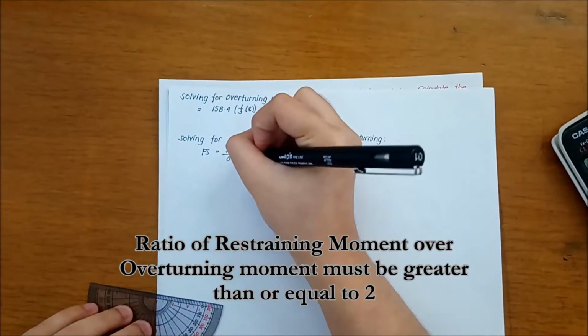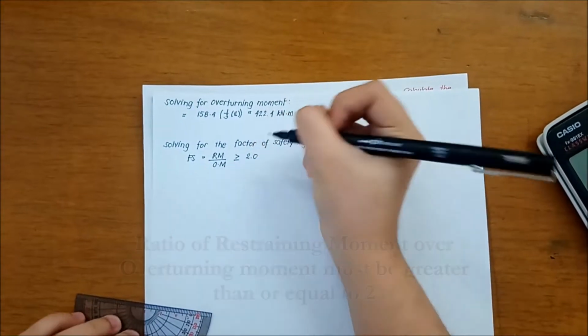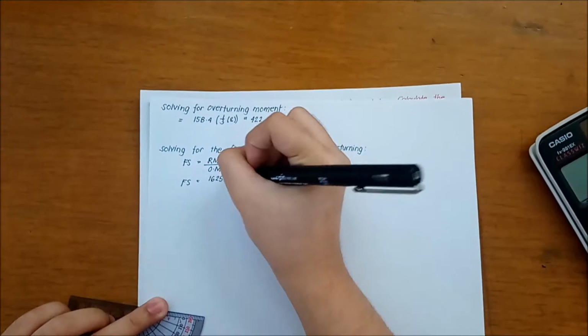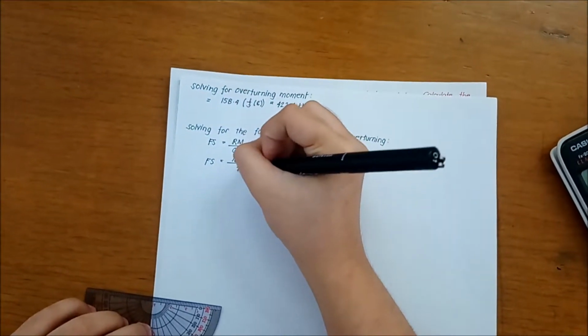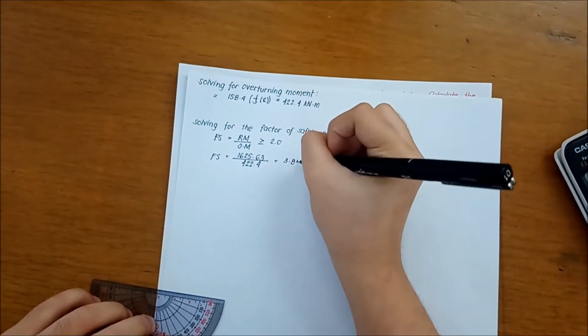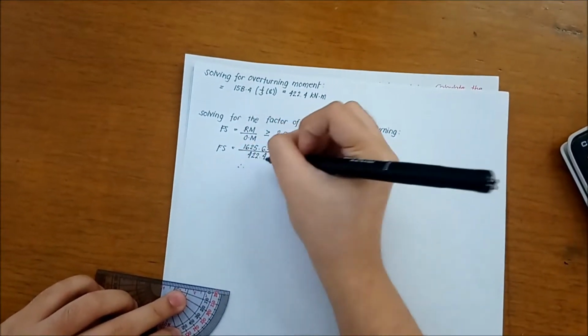Now we solve for the factor of safety against overturning. So the factor of safety is equal to 1625.63 over 422.4, which is equal to 3.85. 3.85 is greater than 2.0. Therefore, it is safe.